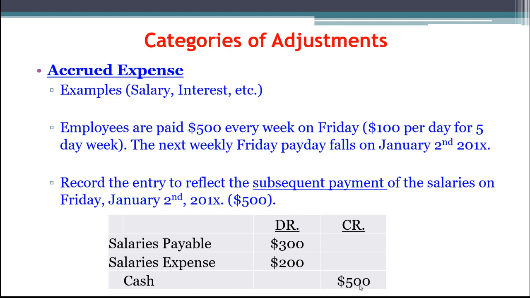Out of that $500, $300 we already set up as a payable. Now we're paying it off, so we debit the payable liability. But we also have to record the other $200 as an expense. We haven't done that yet. That's an expense this period. So we debit salaries expense this period to record that. The $500 in debits equals the $500 in credits.